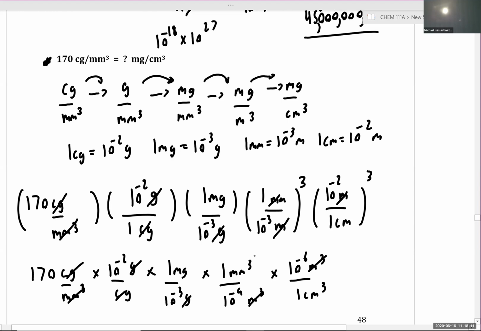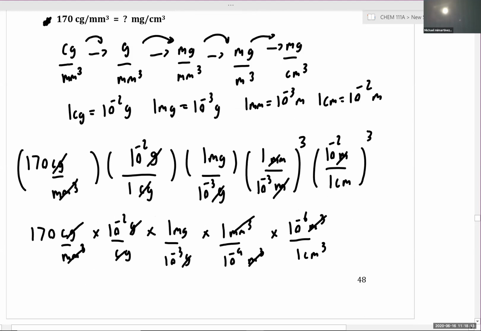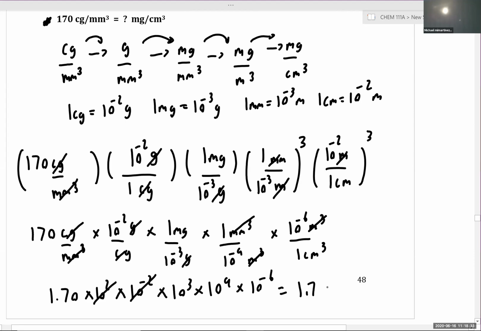So as we see, all of our undesired units cancel, and we're left with 1.70 times 10 to the second times 10 to the negative second times 10 to the third times 10 to the ninth times 10 to the negative sixth. Opposite powers of 10 cancel, and that in turn gives us 1.70 times 10 to the negative sixth milligrams per centimeter cubed.